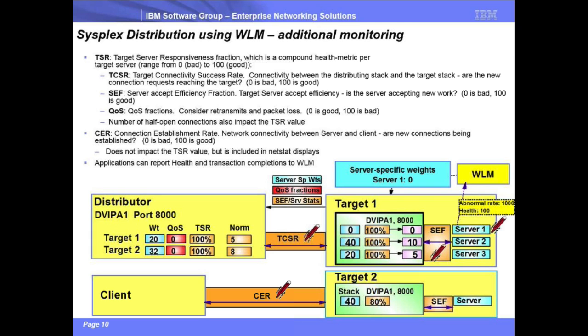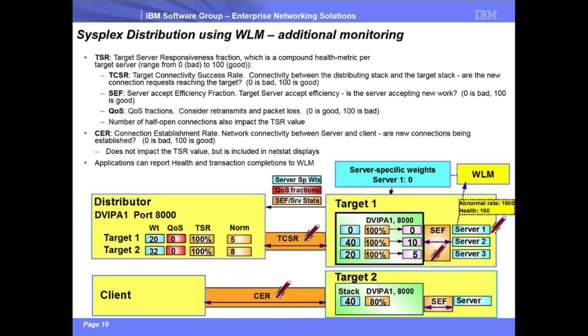Another measurement that's being calculated is the connection establishment rate. And this just simply determines whether new connections are being established between the client and the target. This is a measurement that does not actually impact the target server responsiveness fraction, but it is included in netstat displays, just so that if a user is seeing issues, they can look at that connection establishment rate and determine if connections are really being established or not.